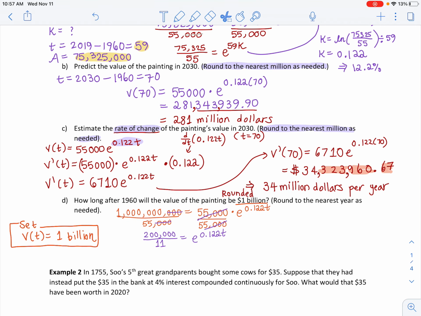Before I do that, let me minimize this a little bit. I should add more room in between problems here.